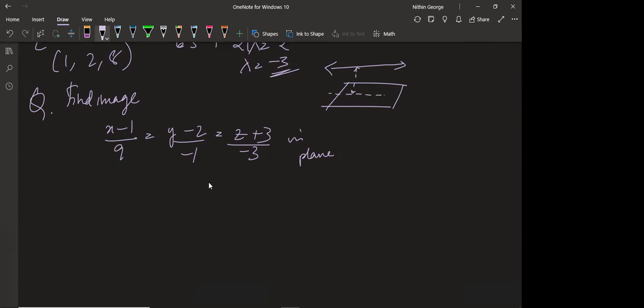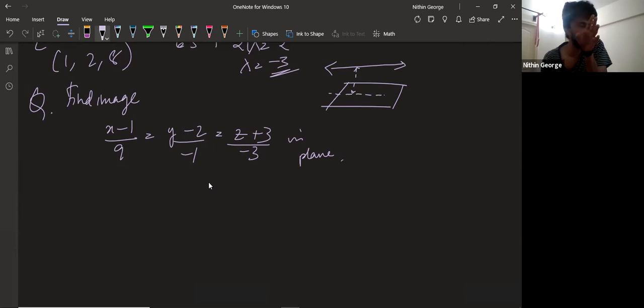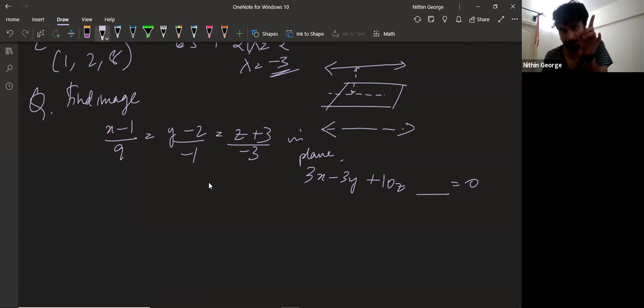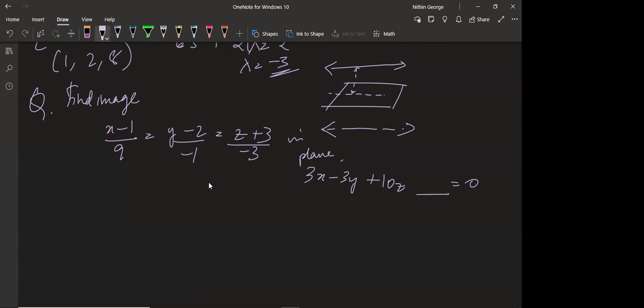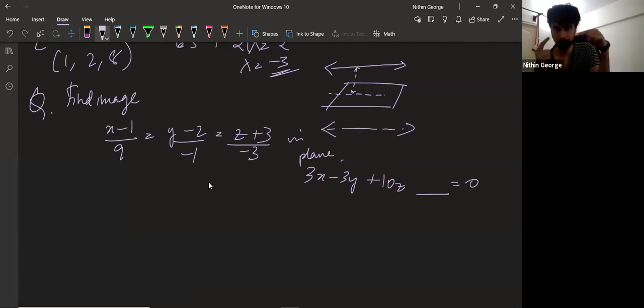So how I found out was that I took the equation of the plane. Plane is 3x minus 3y plus 10z, and there'll be a last term. I'm not saying that so that you don't start solving. I find that a dot b equals 0, as in the dot product of the normal vector of the plane and the parallel vector of the line comes out to 0. 9 into 3 plus 3 minus 30 is coming out to 0, which means the line and the plane are parallel to each other.